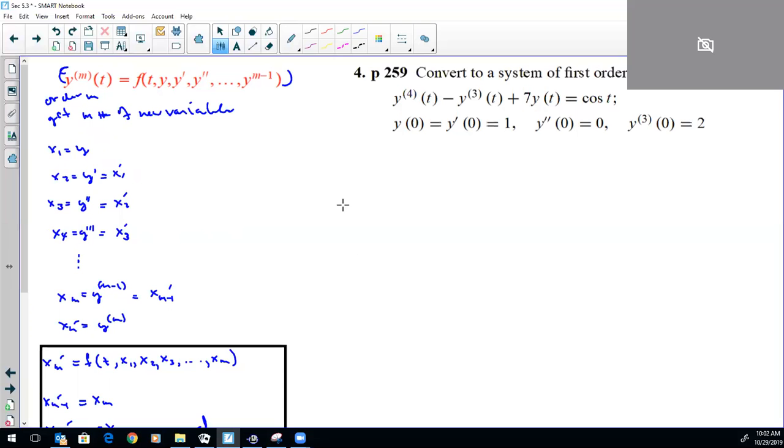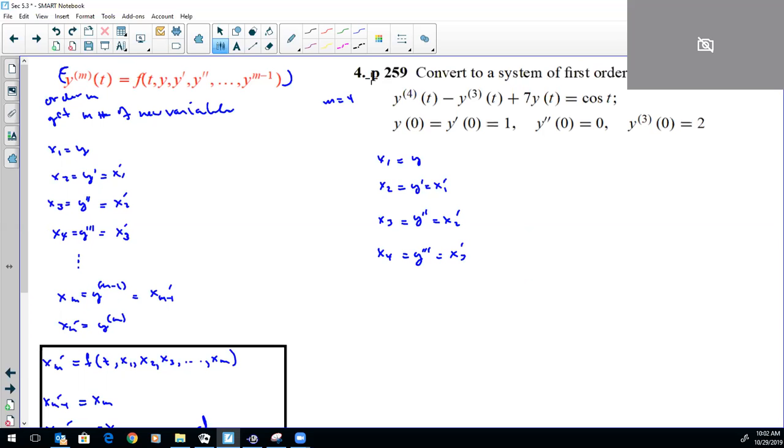So m equals 4 here, so we will have 4 variables. We'll have x1, x2, x3, and x4. x1 is y. x2 is y prime, which is the same thing as x1 prime. x3 is y double prime, which is the same thing as x2 prime. And x4 is y triple prime, which is the same thing as x3 prime.